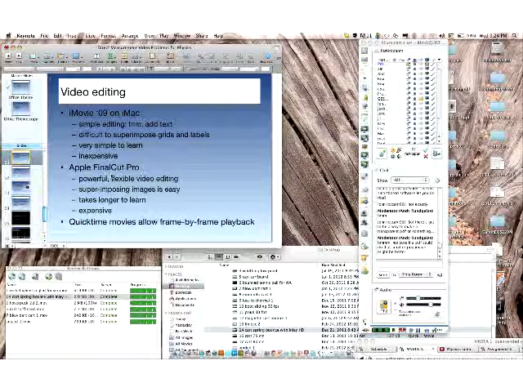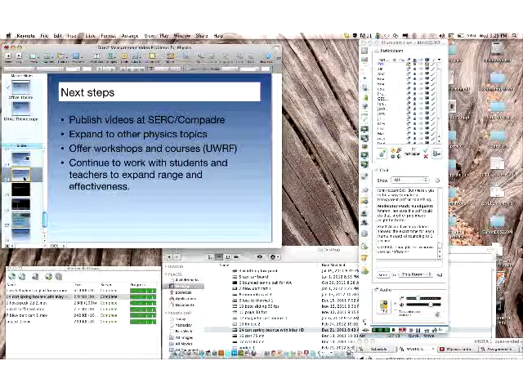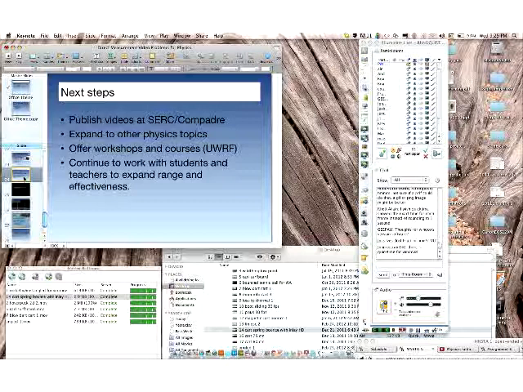I use QuickTime for playing them back. Most of the students at my school have QuickTime on their computers or can download it since it's free. And it lets them do that key frame-by-frame playback. And I don't know of other video players that do that as well. I'm not looking at all of them, but QuickTime does work for Windows. So the Windows computers that are at our school all have QuickTime on there as well.